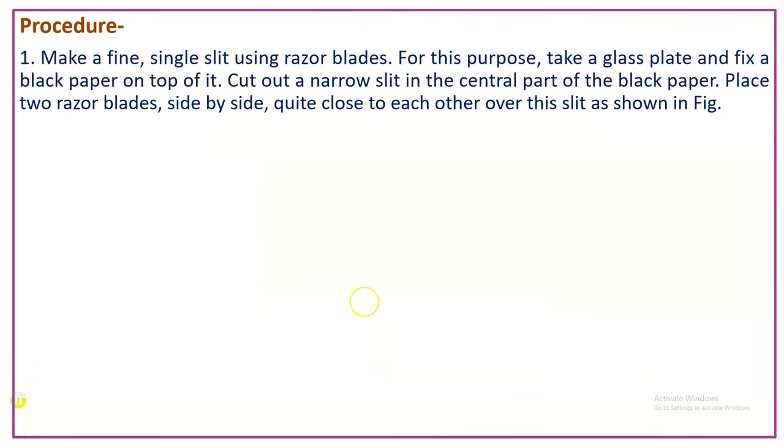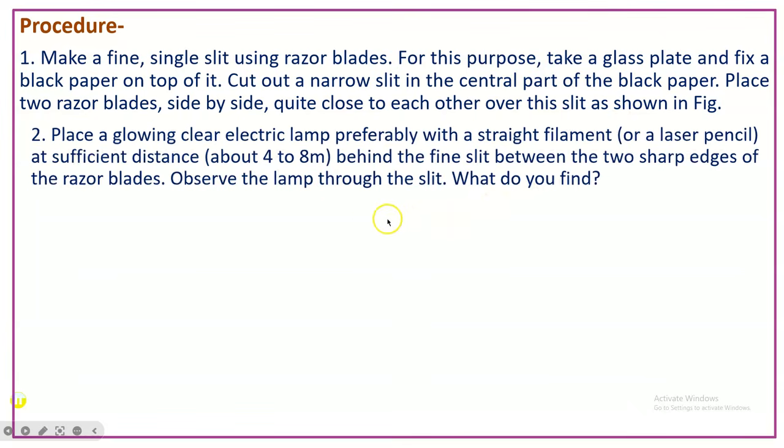Procedure: make a fine single slit using razor blades. For the purpose, take a glass plate and fix a black paper on the top of it. Cut out a narrow slit in the central part of the black paper. Place 2 razor blades side by side, quite close to each other, over the slit as shown in our figure.